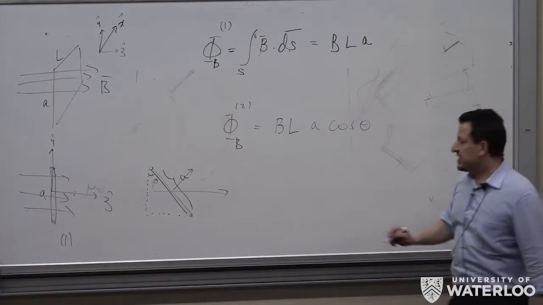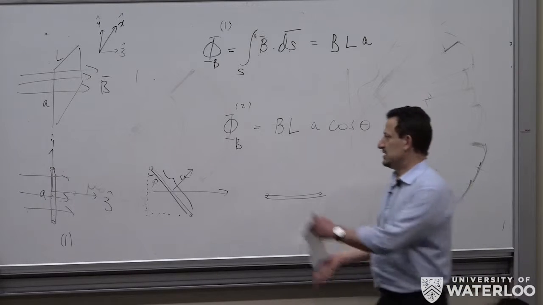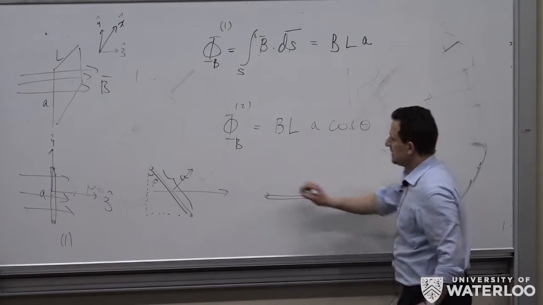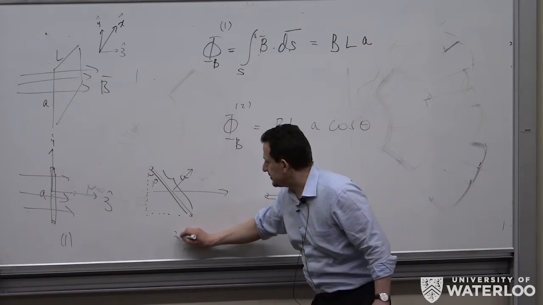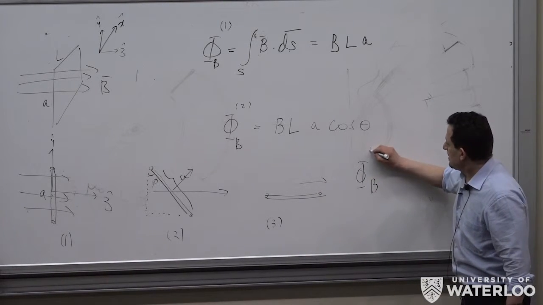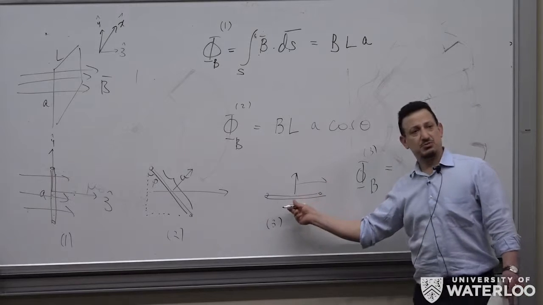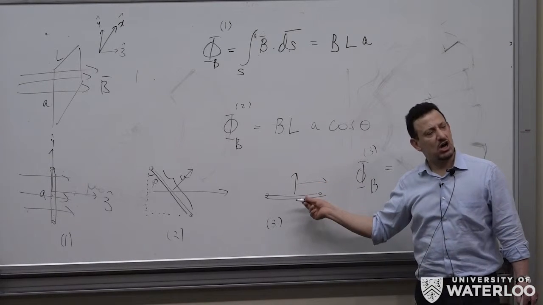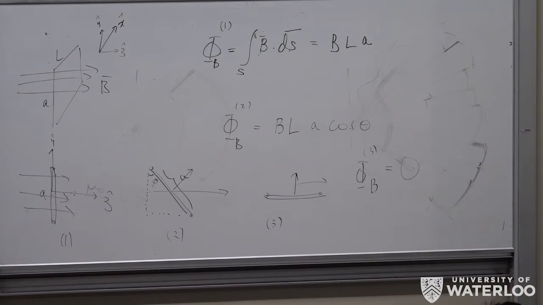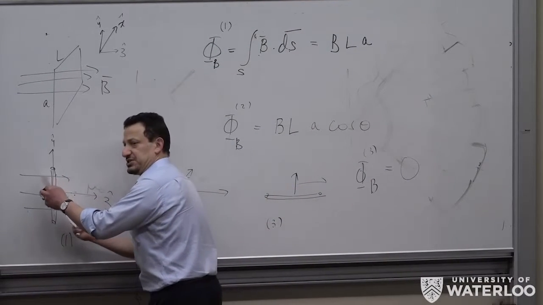In the extreme scenario, scenario number 3, the loop is flat like that. This is my loop: scenario 1, scenario 2, scenario 3. B is going in this direction, obviously, for scenario 3, and ds is going in that direction. ds dotted with B is 0. So I'll end up with 0. So the flux is changing as my loop is changing its orientation, right?